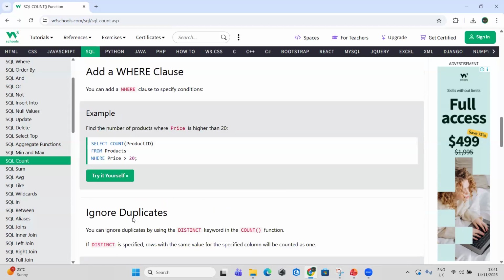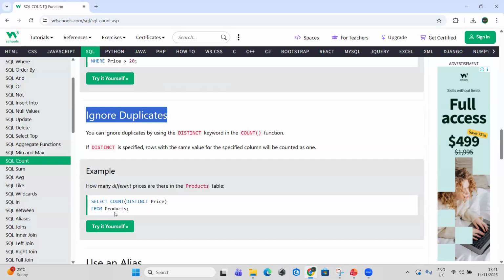So what if in your Excel or in your table, there was a product that has been mentioned twice? In that case, it will create a problem, right? Then you need to ignore the duplicates, like count distinct price from product.